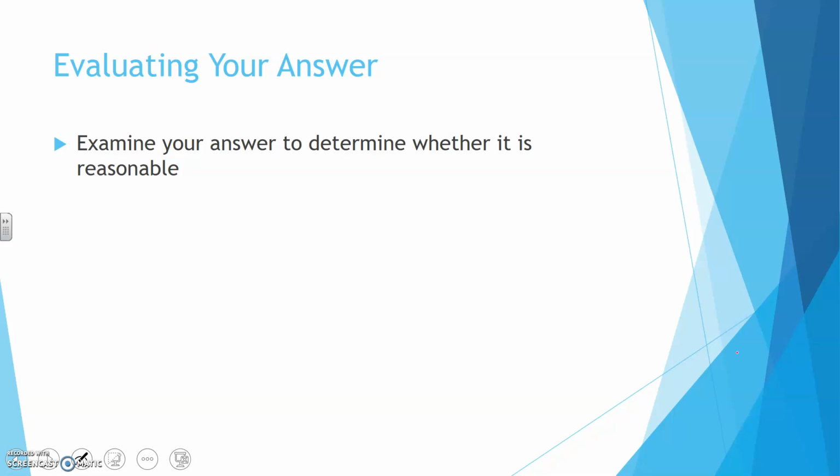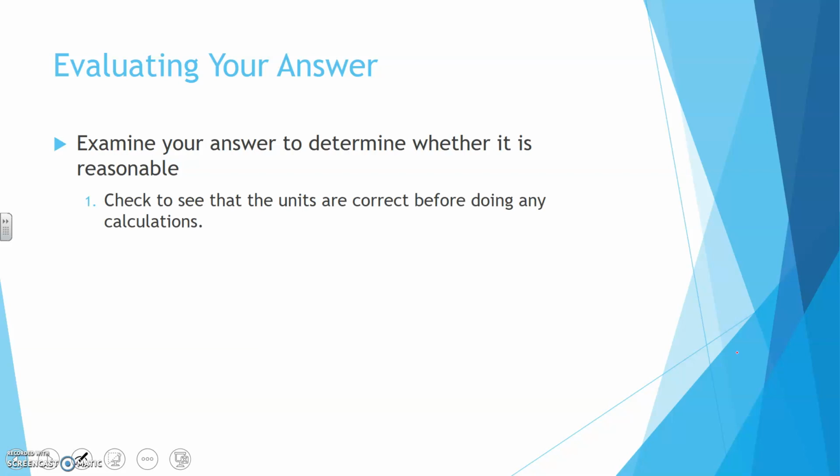So you always want to examine your answer to determine whether or not your answer is reasonable. This goes with really any calculation. If you are asked to calculate the number of seconds in a year and you end up with just a really small number of seconds, you've got to think about that. If 60 seconds are in a minute and you have, say, 45 seconds, that is not the number of seconds in a year. So you got something in your calculation off, and you need to go back and look at it again. Check to see that your units are correct before you do any calculations.